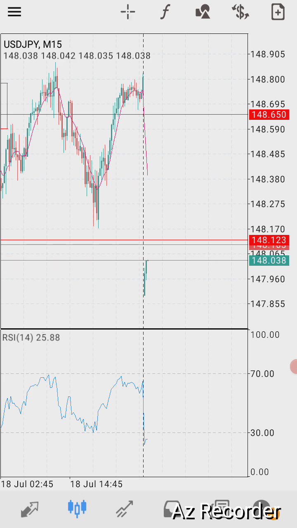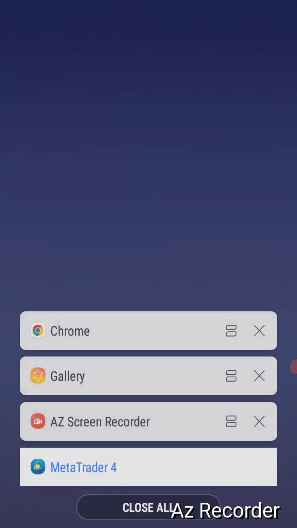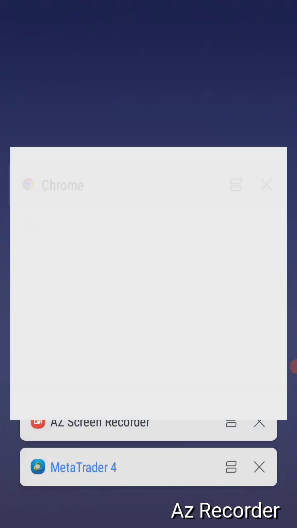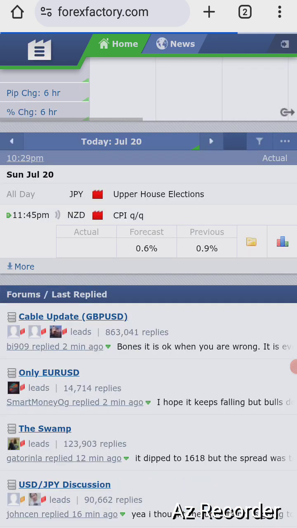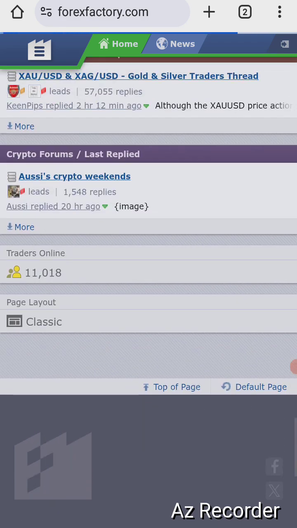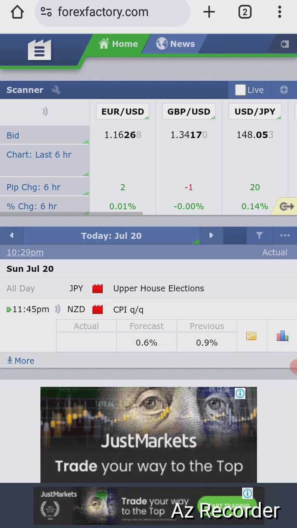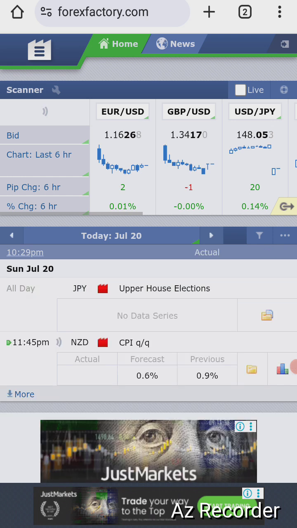But that's not what I'm trying to explain here. What I'm trying to explain is why this massive drop in price. Okay, let me show you something in a moment. Look at this. JPY. Why is this acting up? Okay. Sunday, July 28th. JPY upper house elections are an impact event.